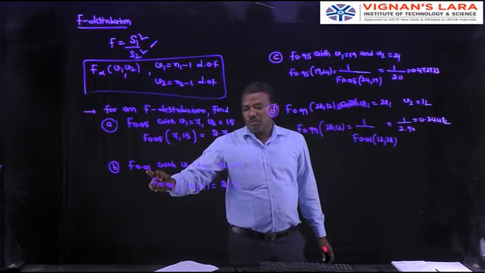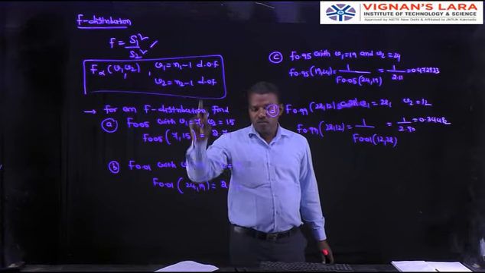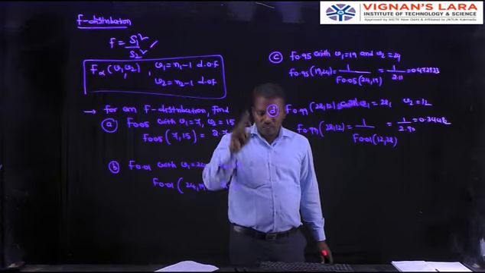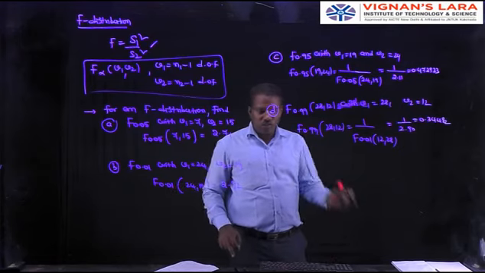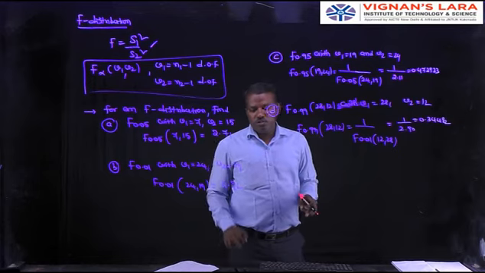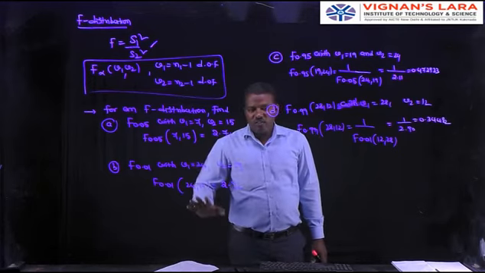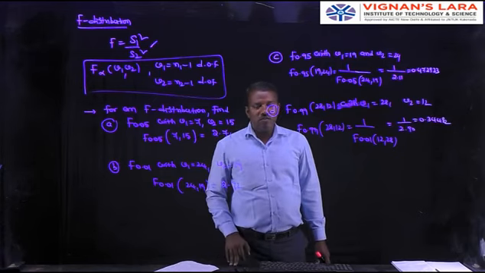Similarly, F suffix 0.01 with V1 24, V2 19. First identify V1 24, V2 19, alpha 0.01, then the common value for 24, 19 and 0.01 is 2.92 from the table. These two are direct ones. The next two are indirect ones.